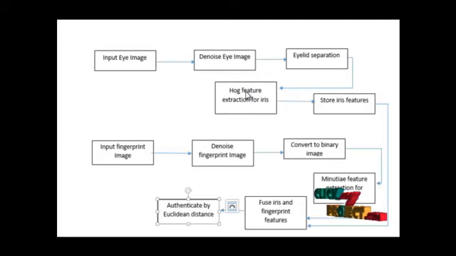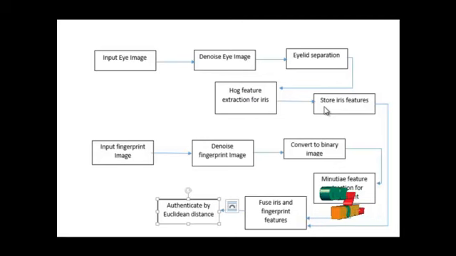HOG is a histogram of gradient points. It calculates 81 gradient points from the eyelid image. The calculated eyelid HOG feature is stored in a mat file. This is stored as the iris feature.